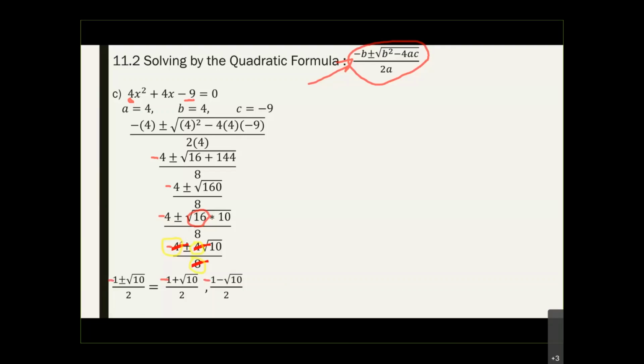Again, because 4 going into 4 is 1 time, 4 going into 4 is 1 time, and 4 going into 8 is 2 times, that's why I still have a 2 on the denominator. So everybody see that my answer is -1 plus square root of 10 all over 2, -1 minus square root of 10 all over 2.